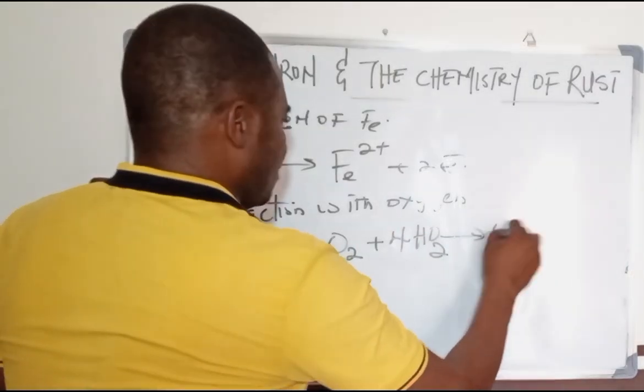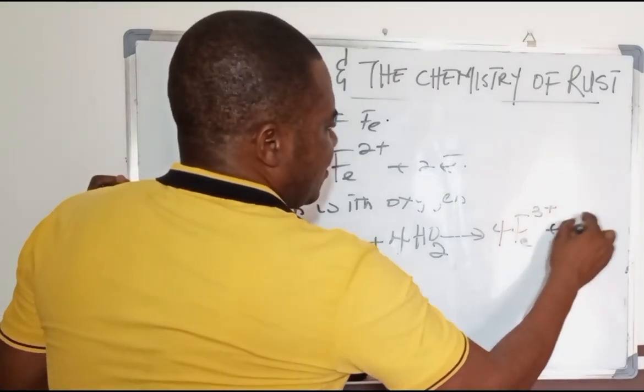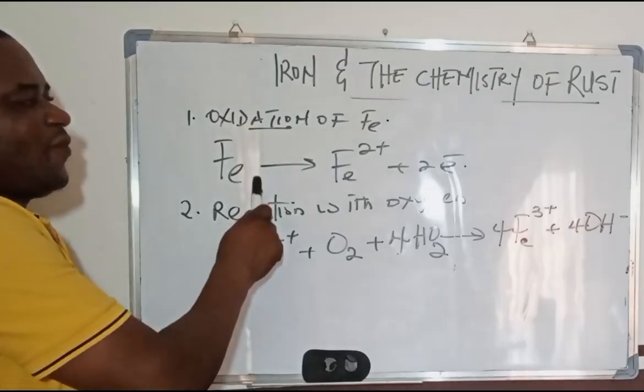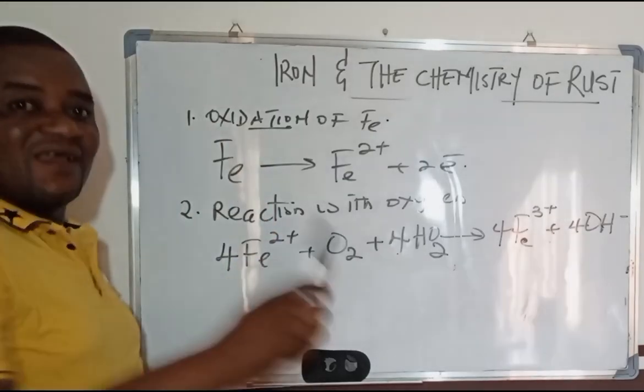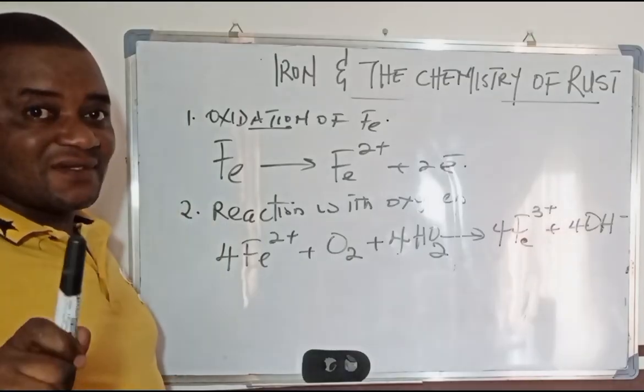This will leave us with what? This will leave us with iron 3, plus the hydroxide ion. So this is it. At this point, this is the beginning of rusting on your metal, key, or any other thing, even on your car irons or metals.